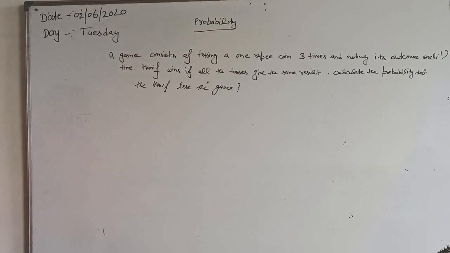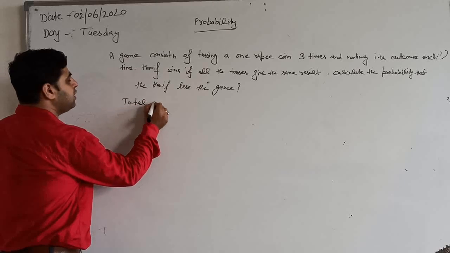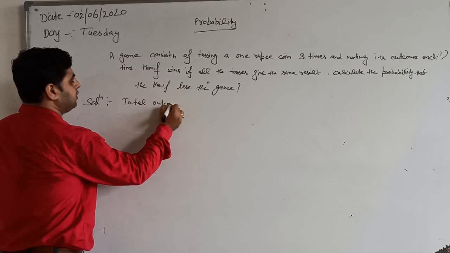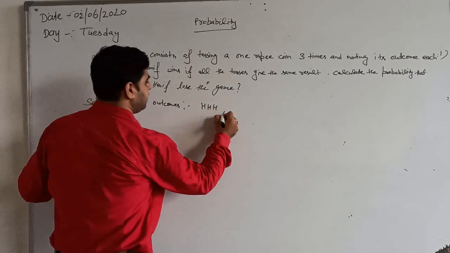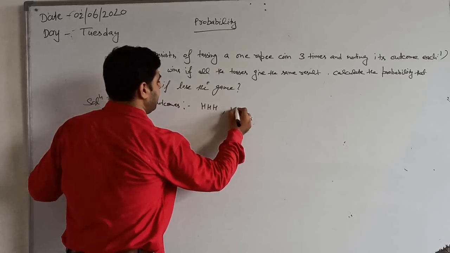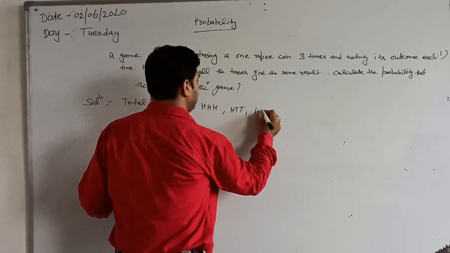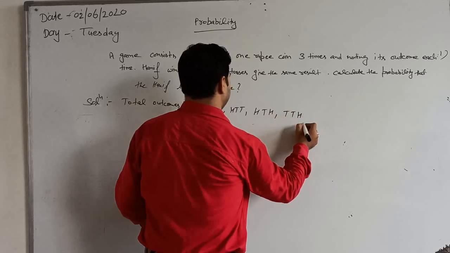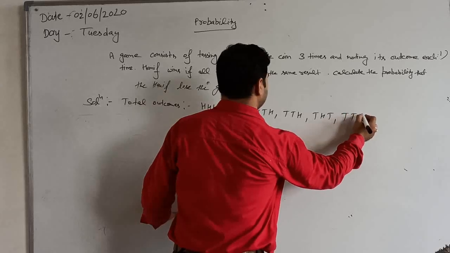When we are throwing a coin 3 times, firstly we take the total outcomes. So total outcomes: head, head, head; head, head, tail; head, tail, head; head, tail, tail; tail, head, head; tail, head, tail; tail, tail, head; tail, tail, tail.